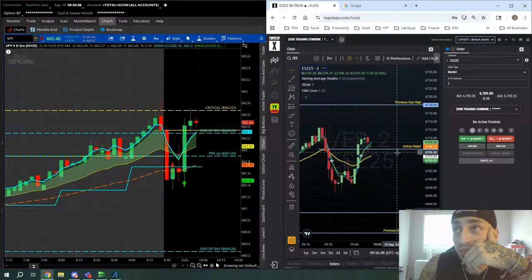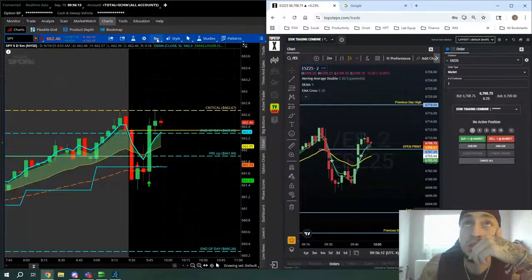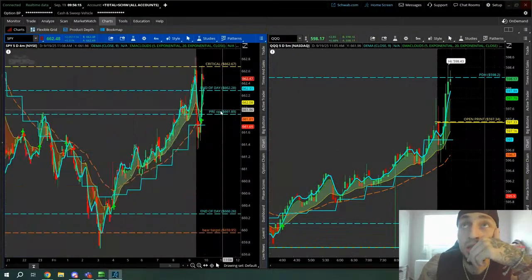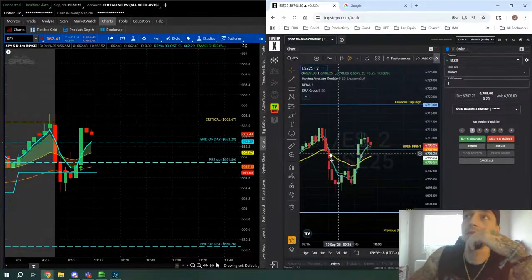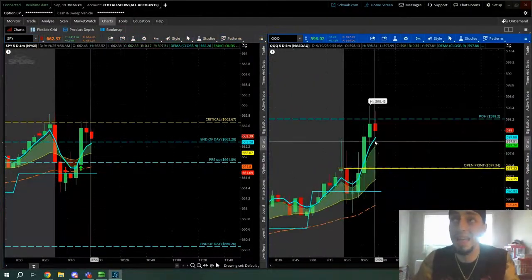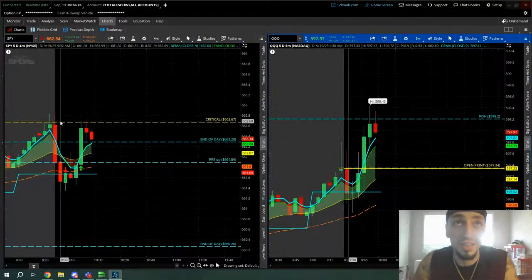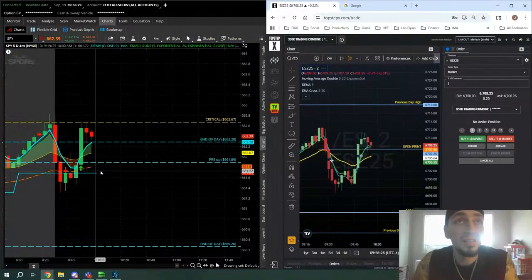Let's see. Oh, God. Oh, God. QQQ coming right up into PDH. I don't like where that 1-hour trend is. I don't. It's all the way down here, guys. It's all the way down there.